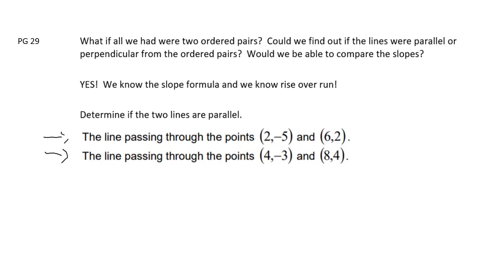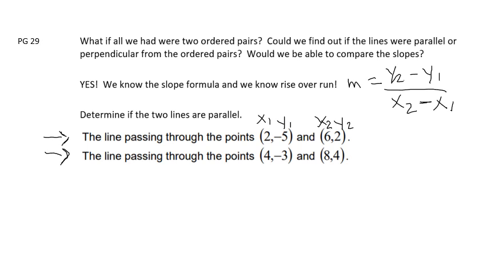We know the slope formula, and we know rise over run. So, in this particular example, we're going to revisit the slope formula. M for slope, y2 minus y1 over x2 minus x1. Just going to write that back up there so we remember it. And we're going to calculate two slopes, one for the first line and one for the second line. And we're going to label our x1, y1, x2, y2.